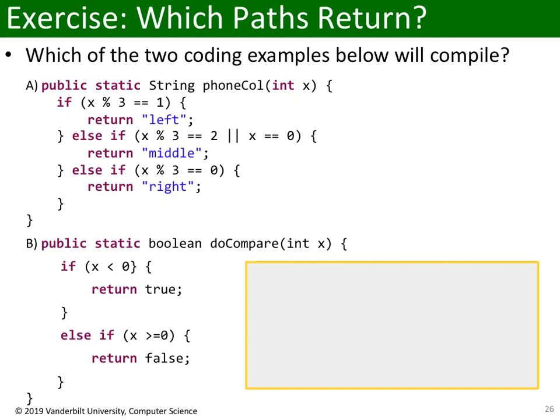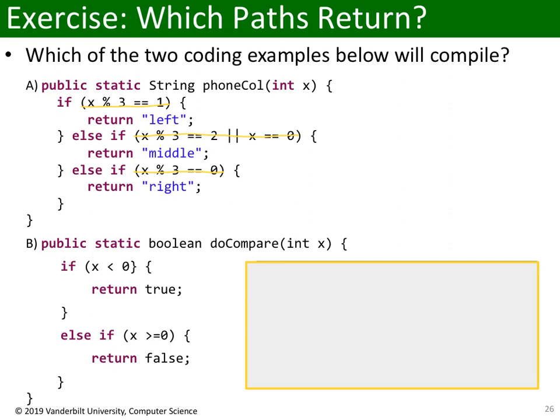No, this will not compile because the compiler recognizes that there's a technical possibility where none of the branches are taken. So consider the possibility where this test is false, this test is false, and this test is false. Then the method will not return a value, in which case this is not legitimate code. So the compiler will detect this and throw a compilation error, a syntax error.